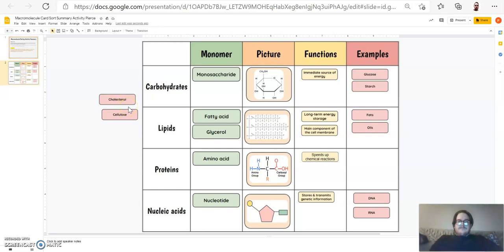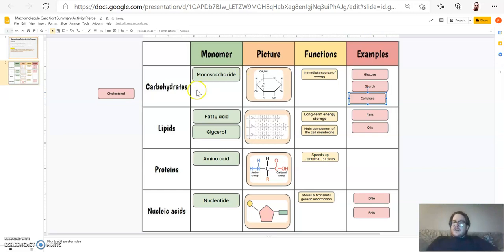Yeah, let me see. Cellulose is an example of a carbohydrate. So you said cholesterol is an example of carbohydrate? No, I said cellulose. Okay, awesome. That is true. Cellulose, much like starch, is pretty complex compared to your glucose, right?